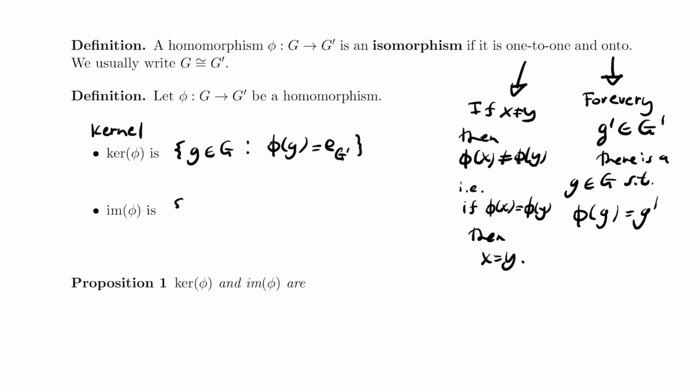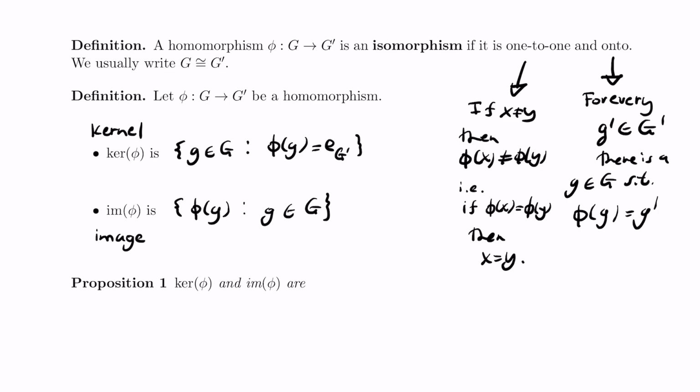And the image is the set of things in the output space that you get in general. So how do you talk about these? Well, you can talk about them as the outputs of all the things in G. So the things that look like phi of g for some g in our group G itself. And this is the image of phi.